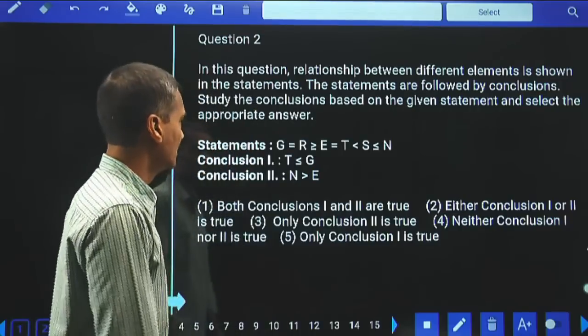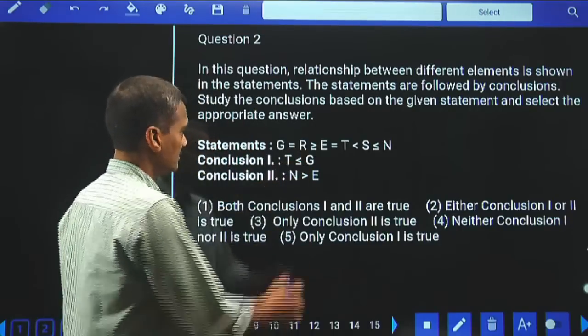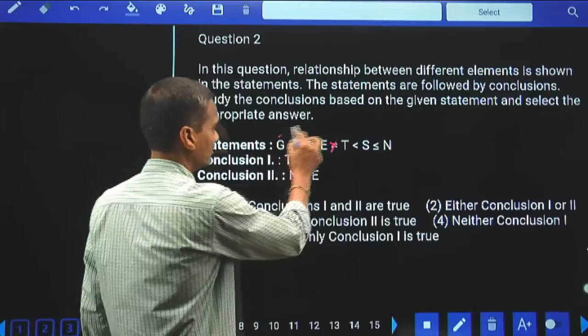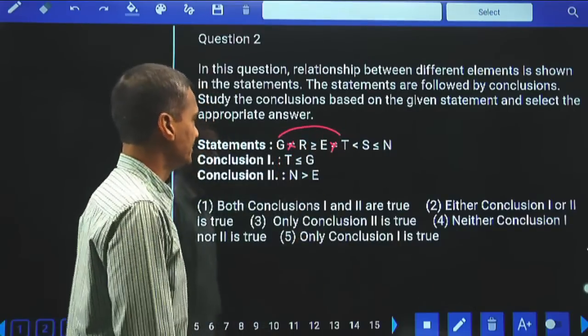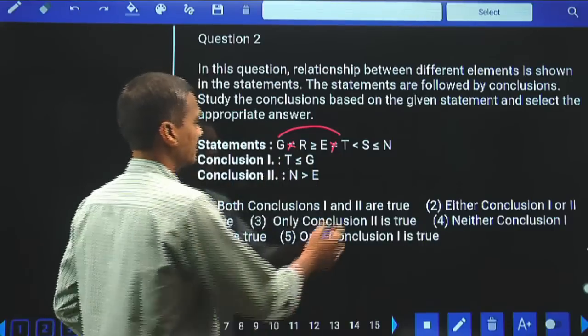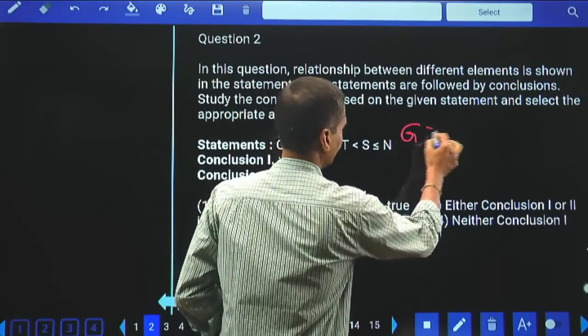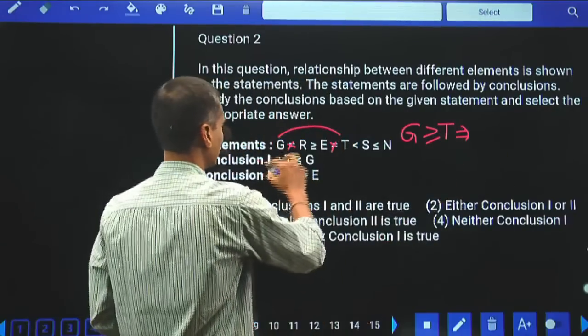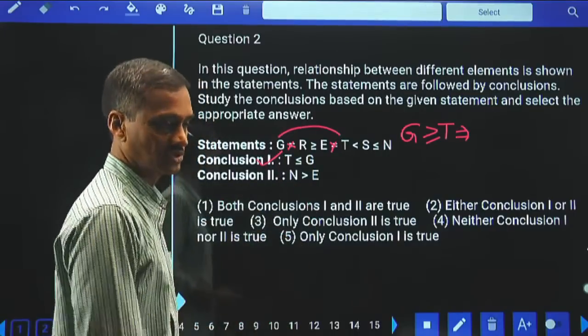Now in the second one, the relation between T and G. Now between G and T, forget about this symbol equals to. Now tell me what is the symbol which is common between G and T. Greater than or equals to is the only symbol that is common. Hence G greater than or equals to T is true. If G greater than or equals to T is true, and in the reverse it will be T lesser than or equals to G, that is nothing but the first conclusion.